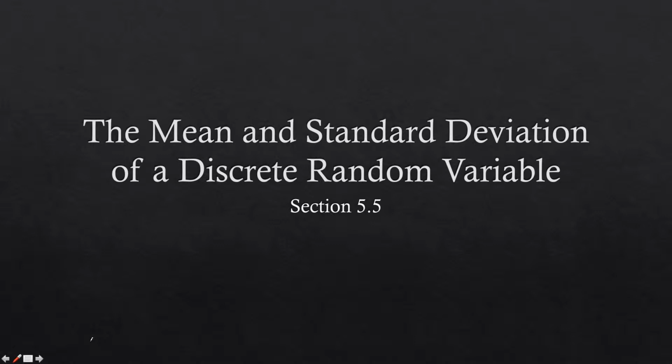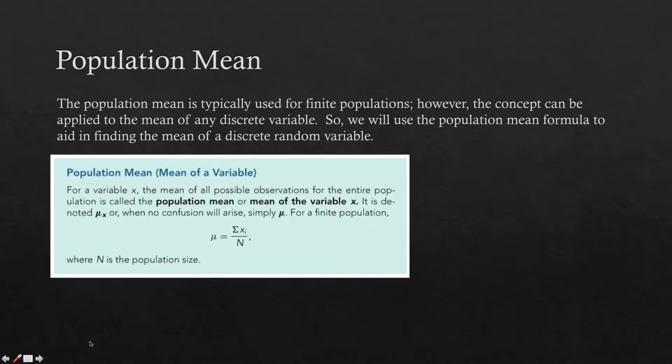And so before, you were taking population means, and we had finite populations, meaning that we could count them, and so that's why we were able to use the formula you see below to do a population mean. Now we can extend the same concept to a population distribution or a discrete random variable.